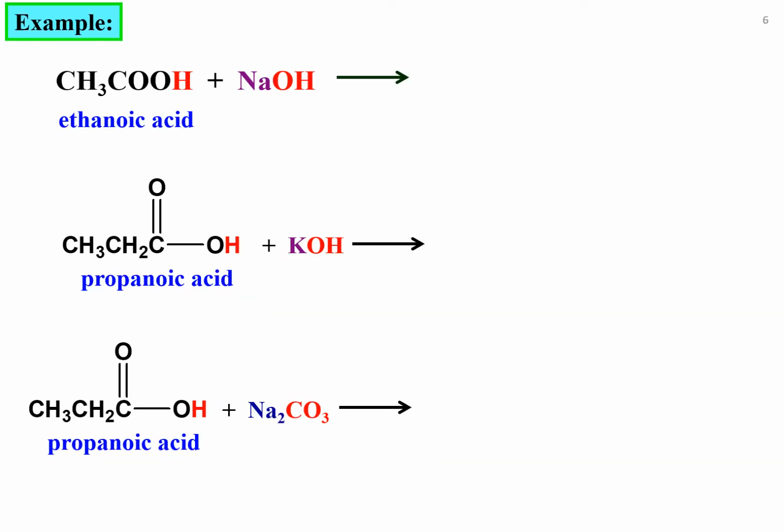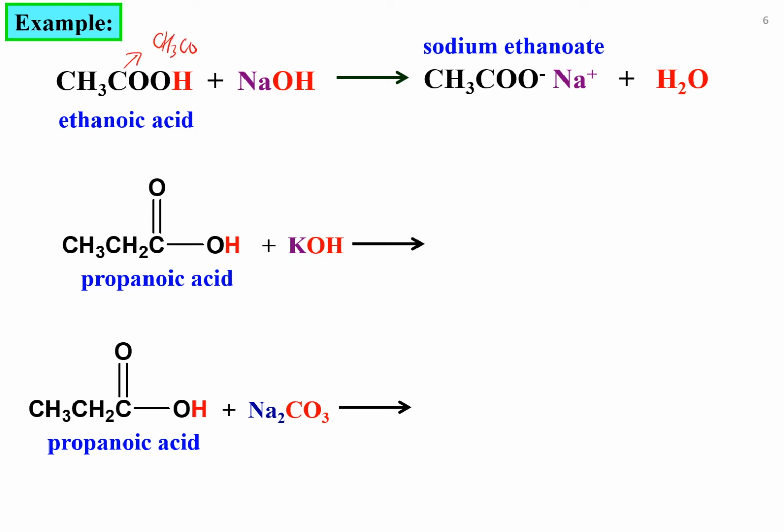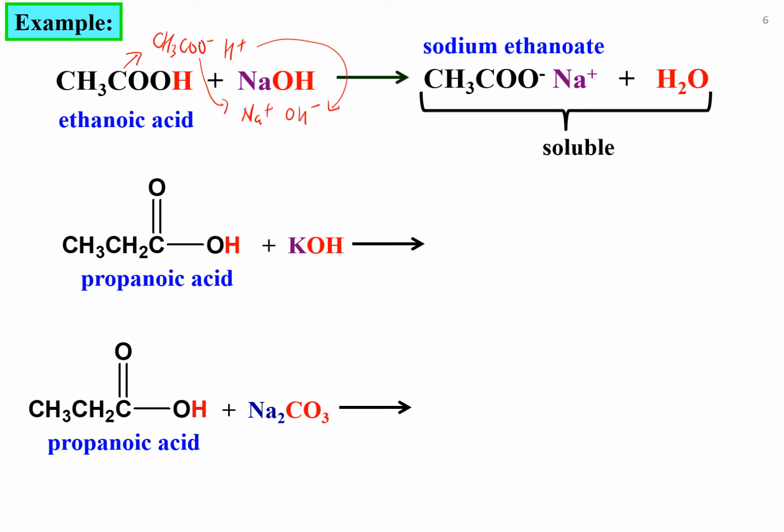Okay, now we look at the given example. Ethanoic acid reacts with sodium hydroxide. So it forms salt, sodium ethanoate, and water. How to write it is actually very simple. We have the acid, so CH3COO minus and H plus. Then you have Na plus and OH minus. So the CH3COO minus will combine with Na plus, and the H plus will combine with OH minus. So it forms salt and water. Since the salt is soluble in water, you have a soluble solution here.